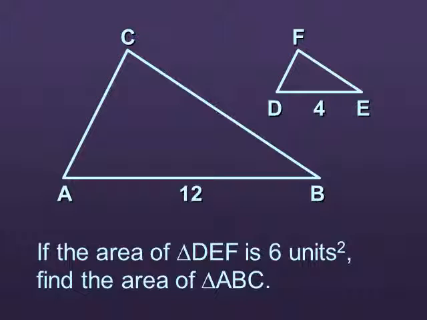So here, if triangle ABC is similar to triangle DEF, the sides have lengths of AB is 12 and DE is 4. Those are corresponding sides. If I say 12 is to 4 and then I square that, you can simplify that fraction. It'll actually equal 9. So if the area of DEF is 6 square units, then the area of ABC ends up being 54 square units.